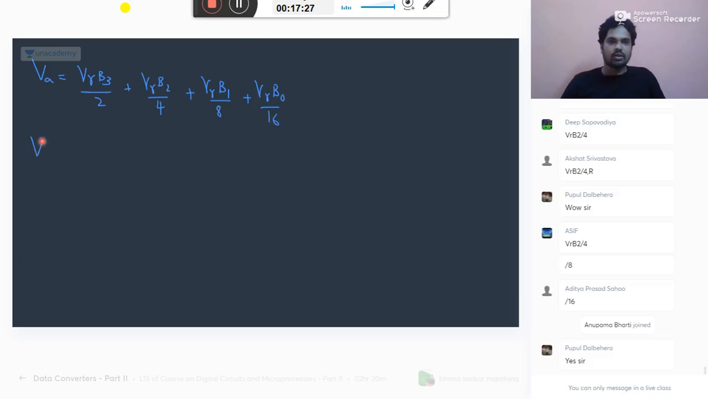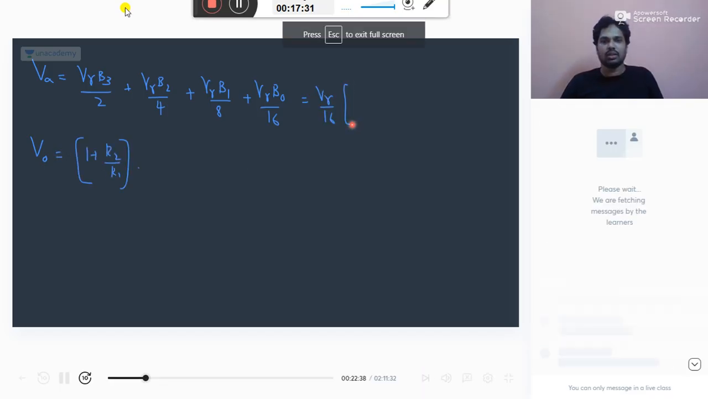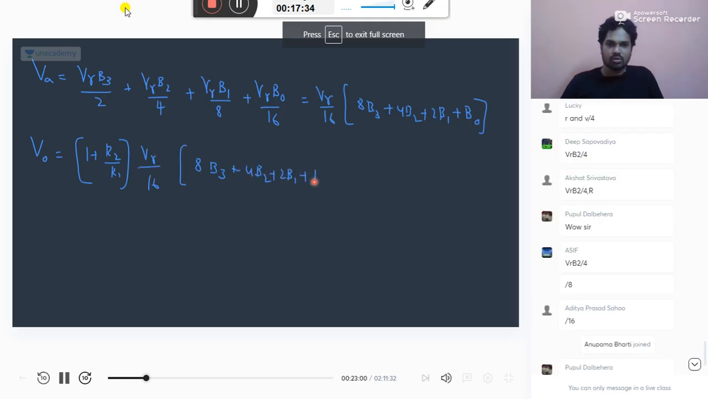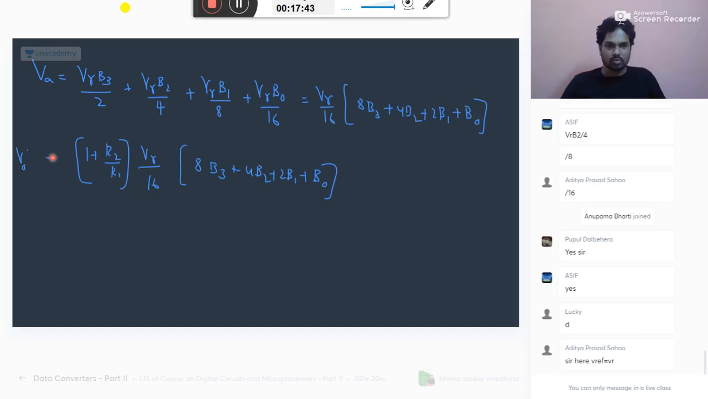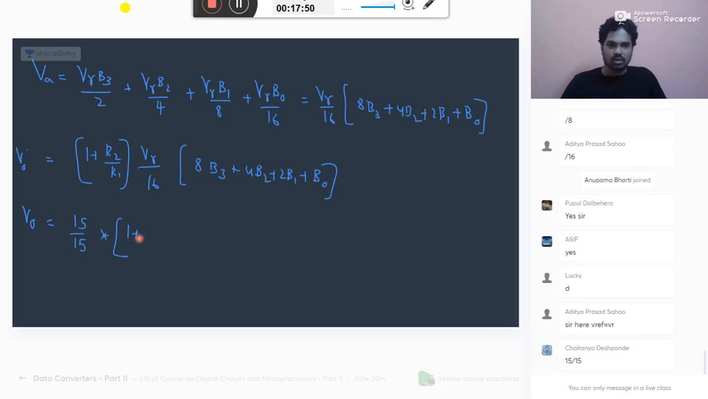What is V0 here? 1 plus R2 by R1 into VR plus V. Now again, our same method, whatever we have applied yesterday, similar analysis we should apply. It is V0, right? So multiply this with 15 by 15. 1 plus R2 by R1 into VR by 16 into what is this? Decimal equivalent of the binary number.